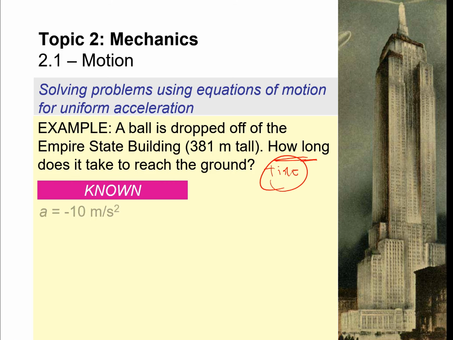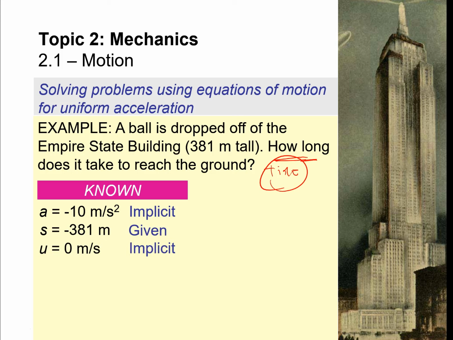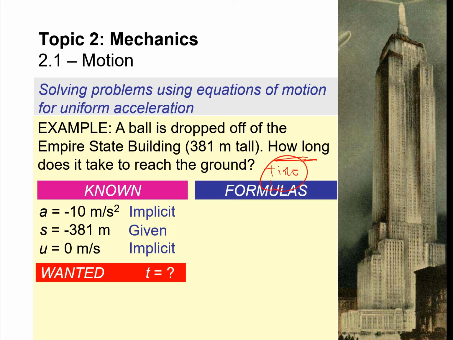Okay, so now let's check on Tim's solution. What is known? We imply the acceleration to be negative 10 meters per second squared. We know the displacement to be negative 381 meters. That's given. And we know that the initial velocity is 0, or that's implied. What we want at this point is time. So the formulas will be s equals ut plus 1/2 at squared, that's my equation for displacement; v equals u plus at, my equation for velocity; and then Torricelli's equation, v squared equals u squared plus 2as.